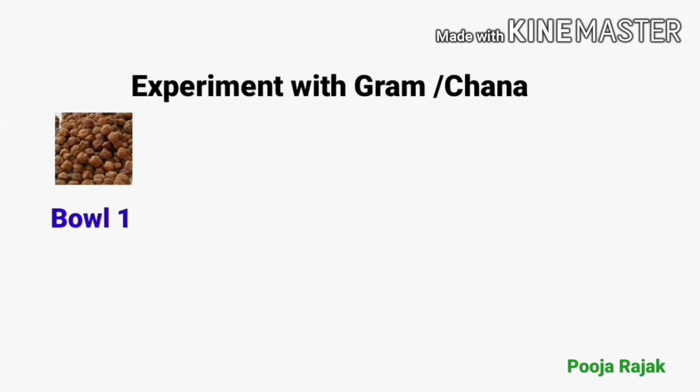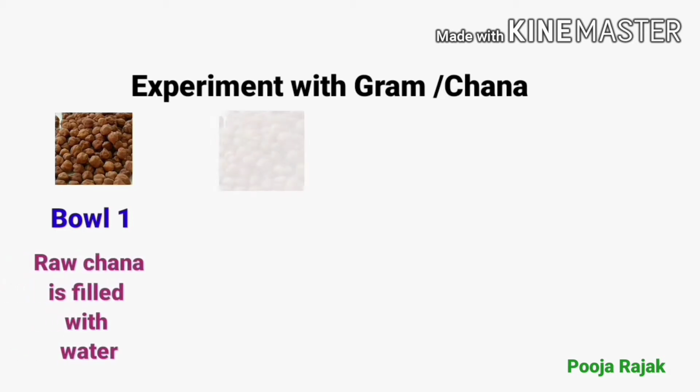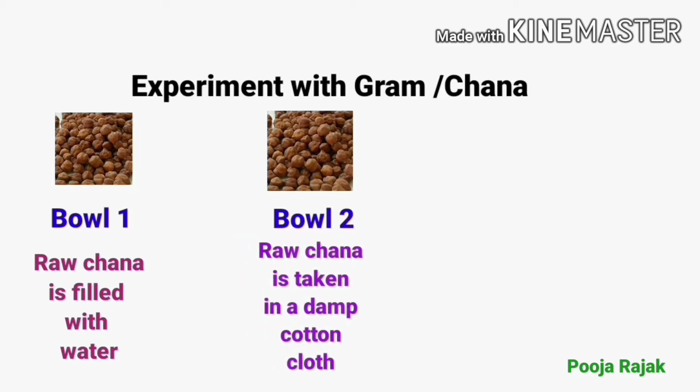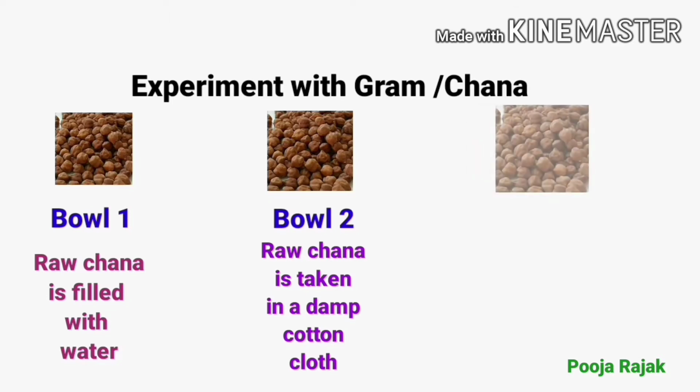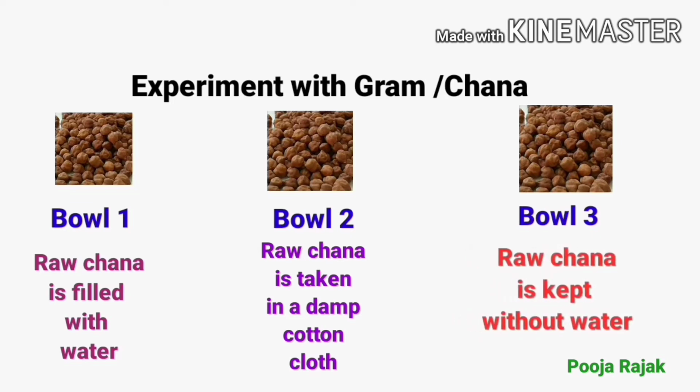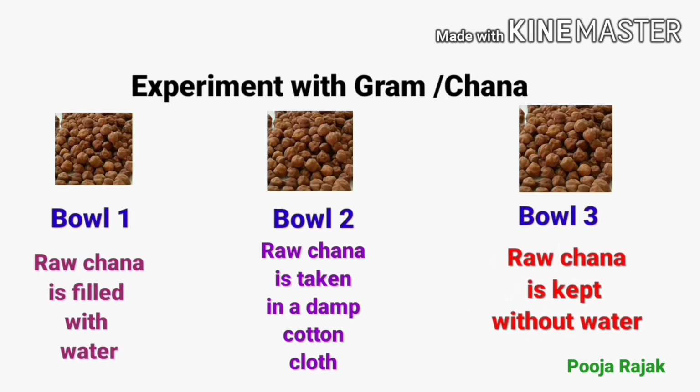So in bowl 1, raw chana is filled with water, okay? Now in the bowl 2, raw chana is taken in a damp cotton cloth, okay? And in the case of bowl 3, raw chana is taken as it is without water and air sufficiency, okay? Now let's move on to the observation.